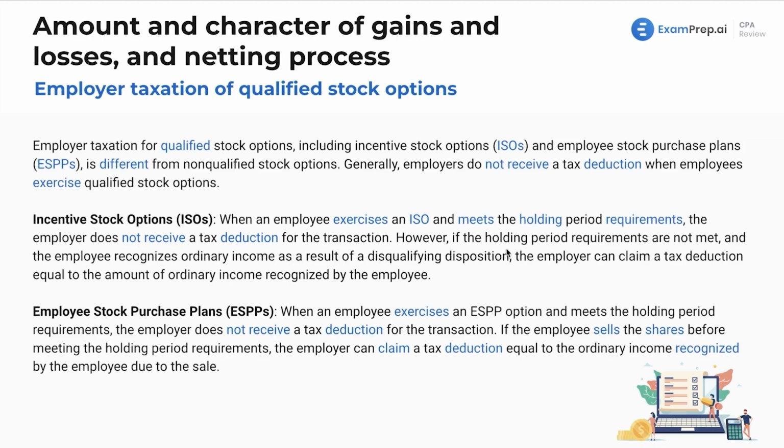However, if the holding period requirements are not met and the employee recognizes ordinary income as a result of a qualifying disposition, the employer can claim a tax deduction equal to the amount of ordinary income recognized by the employee. And then for our ESPPs, when an employee exercises one of these and meets the holding period requirements, the employer does not receive a tax deduction for the transaction. If the employee sells the shares before meeting the holding period requirements, the employer can claim a tax deduction equal to the ordinary income recognized by the employee due to the sale.